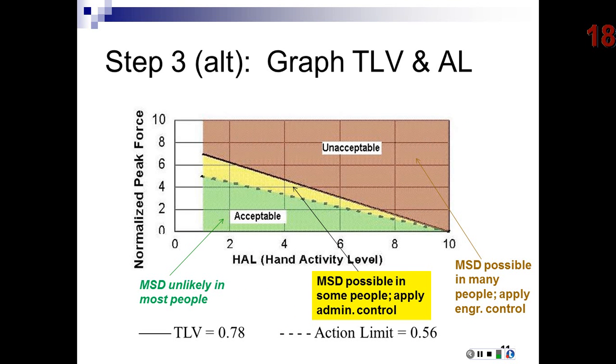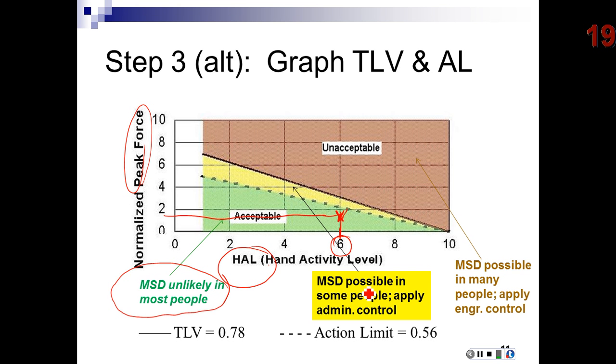Also not provided in your textbook, I took this from the ACGIH TLV, is a graph that you can use to evaluate it. It has HAL on the x-axis and the normalized peak force on the y-axis, and so we had a hand activity level of 6. We had a normalized peak value of 1, and so that places us right here on the graph. You can see that's in the green zone. Green zone, again, below the action limit. In the green zone, MSDs are unlikely in most people.